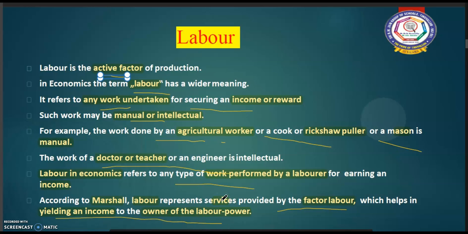We already discussed that four factors of production are essential, isn't it? Land, labor. So labor is also one of the factors. This factor helps to yield an income to the owner of that labor power.